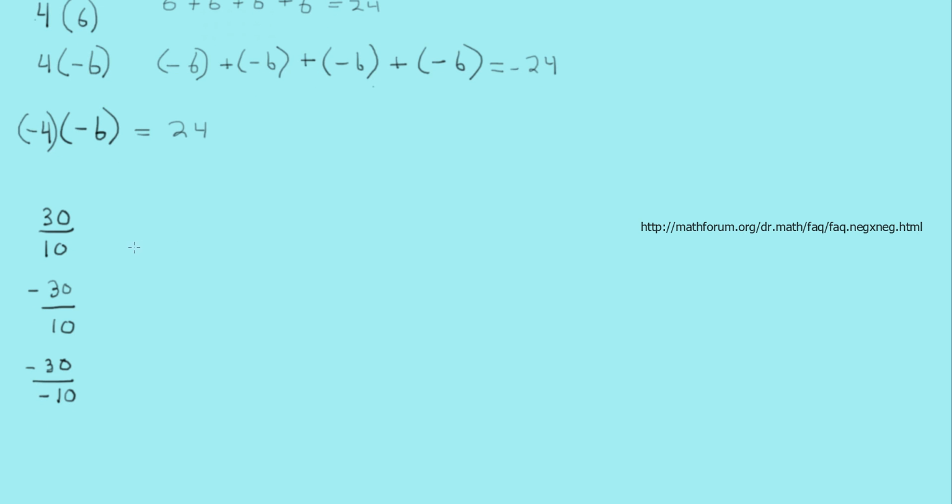Moving on to number 4, we have 30 divided by 10. And the way I like to think about this is, if I have $30 and I distribute it evenly among 10 friends, each one of those 10 friends will get $3 total.